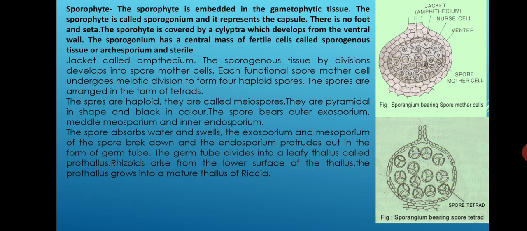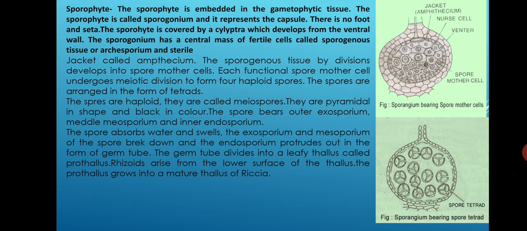The sporogenous tissue by division develops into spore mother cells. Each functional spore mother cell undergoes meiotic division to form 4 haploid spores. The spores are arranged in the form of tetrads. The spores are haploid. They are called meiospores. They are pyramidal in shape and black in color. The spore bears an outer exosporium or exine, a middle mesosporium, and an inner endosporium or intine.